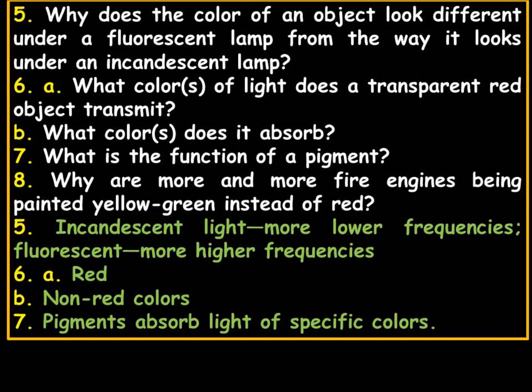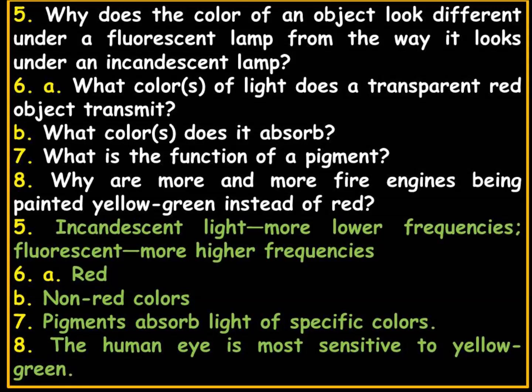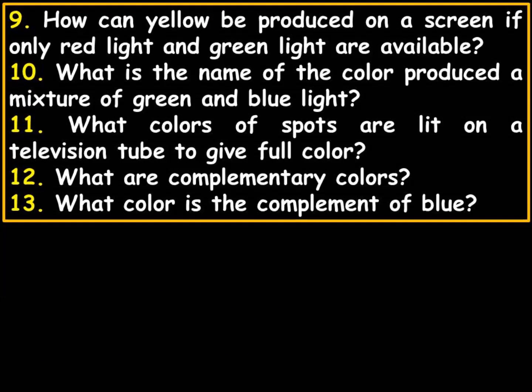Why are more and more fire engines being painted yellow-green instead of red? And that's because yellow-green is the most dominant color from the light, and the human eye is most sensitive to yellow-green. So let's go back to another one here. We said, what colors of light does a transparent red object transmit? And we said red. Just wanted to make sure you understood that.